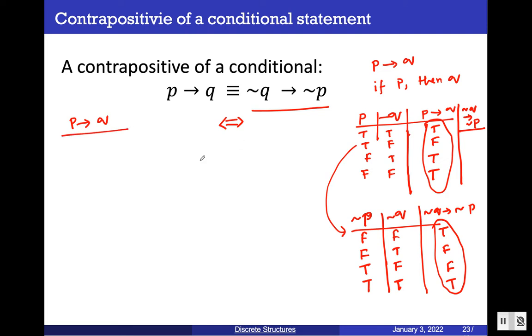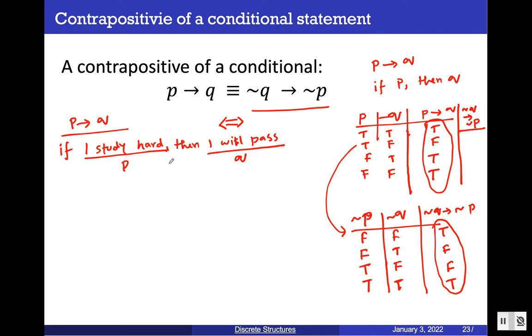Let's see an English example. Let's say we are using an example like that. If I study hard, then I will pass. So let's say this one is my statement P, and then I will pass. This is my statement Q. So P is the statement that I study hard, and I will pass is the statement Q. All right. So if I study hard, then I will pass.